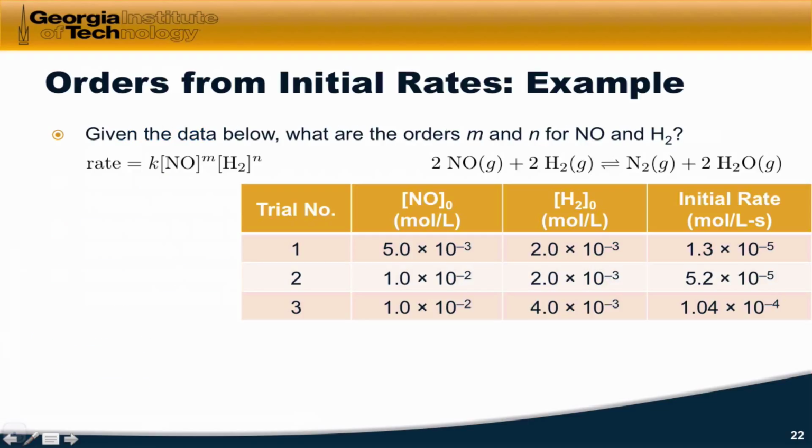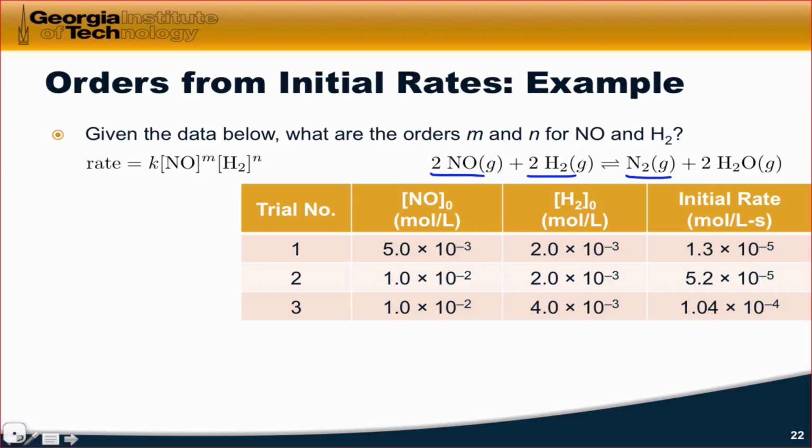So let's look at an example of the method of initial rates. Given the data below, what are the orders m and n for NO and H2? The reaction here is 2 molecules of NO combining with 2 molecules of H2 to make nitrogen gas, and 2 molecules of gaseous H2O. We want to know what are the exponents on the reactants, NO and H2, in the rate law, and we can discover this using the method of initial rates.